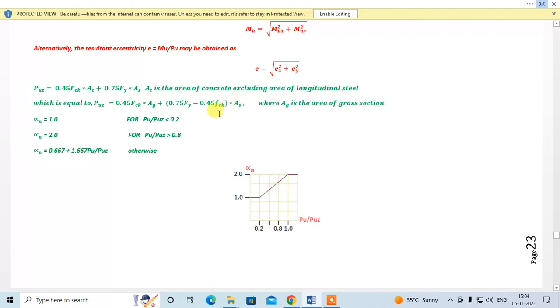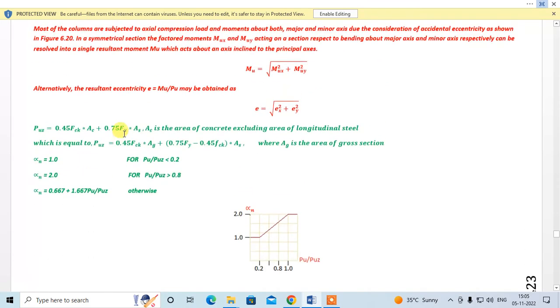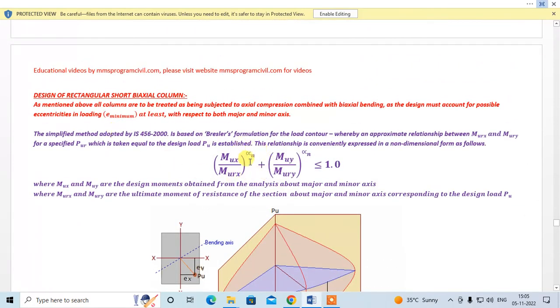Okay, fine. Now how to find alpha n? For this there is a graph given in the code. When the PU by PUZ ratio is less than 0.2, alpha n is going to be 1, right? When PU by PUZ is greater than 0.8, then alpha n will be taken as 2, right? In between this, alpha n can be interpolated. You can use this formula: 0.667 plus 1.667 into PU by PUZ, right? So this is how we find alpha n.